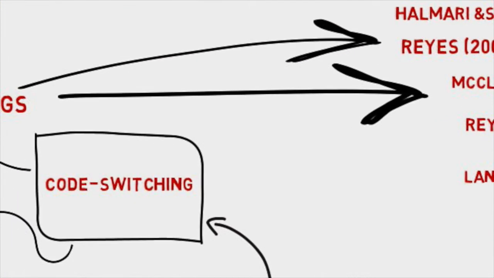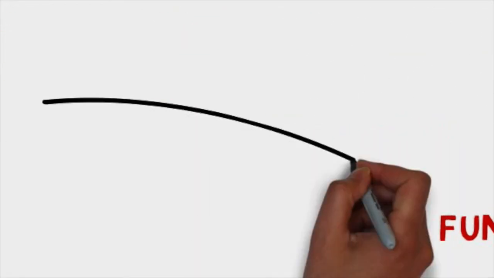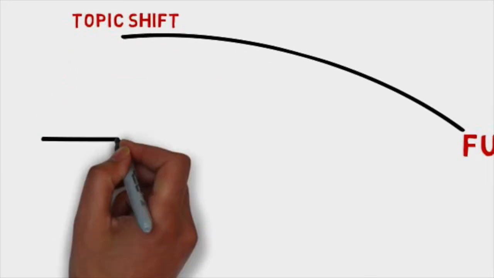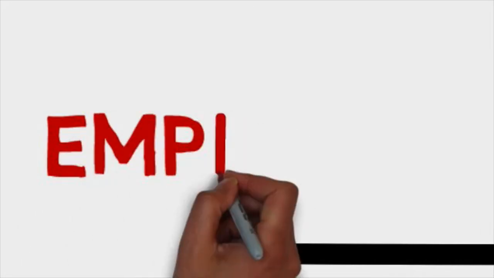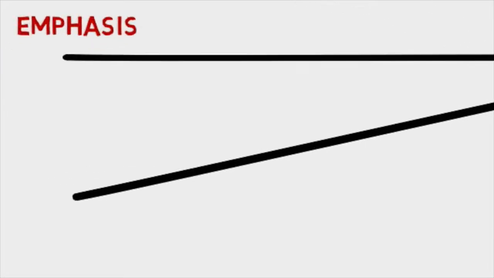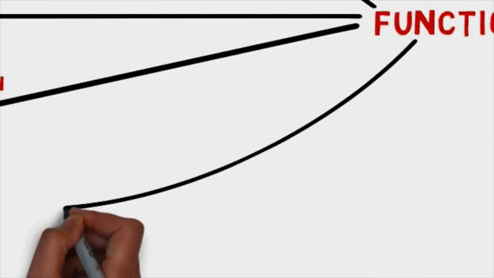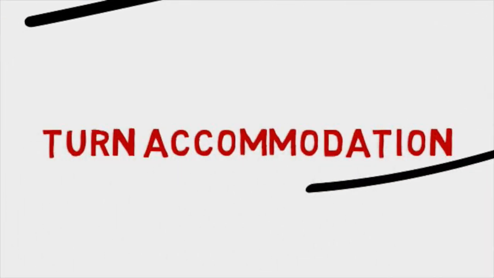So what are some functions of code switching? In a study conducted by Reyes on a group of 7-year-olds and 10-year-old children, he found that there were 4 commonly used types of function. The first function was topic shift, in which code switching occurs due to a change of topic in the conversation. Secondly, code switching is applied to place an emphasis on a specific command. The third function of code switching is clarification, where code switching aids in providing more information to clarify an idea or message. Lastly, we have turn accommodation, where code switching occurs between the speaker's turn.